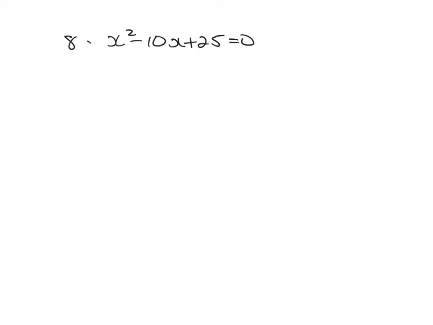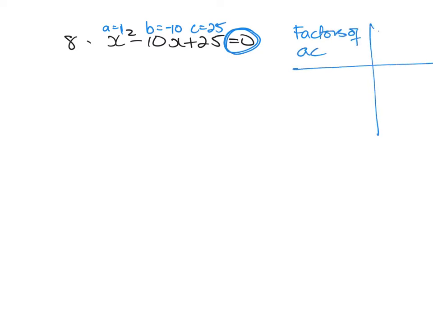Okay, let's have a look at yet another example. This is a quadratic equation and it is equal to 0. So we are going to attempt to solve this quadratic equation that is equal to 0. So A is 1, which means we can use the shortcut. B is minus 10 and C is 25. So let's see, we want the factors of AC that add to B. And AC in this case is 25 and B is minus 10.